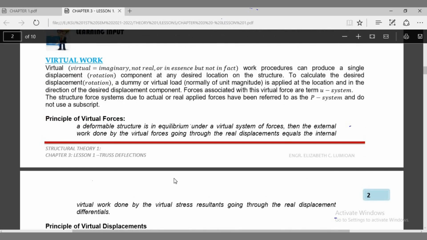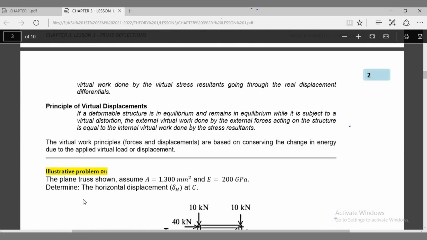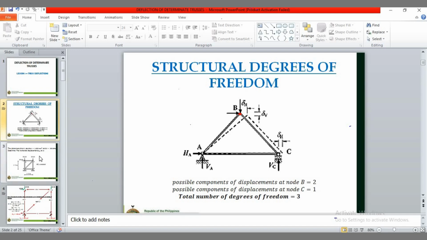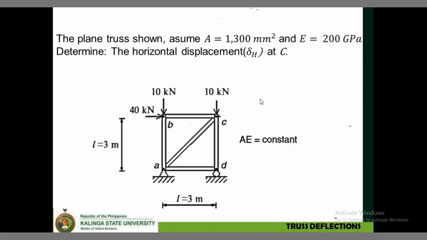But again, I just want to reiterate, when we say virtual here in theory 1, we pertain to an imaginary or not real structure or loadings. Okay? So, the whole method I'm going to introduce to you is called the virtual work method. This is also an application of what you studied in your strength of materials. Let's go directly to the example so we can better understand the virtual work method to determine our truss deflections.